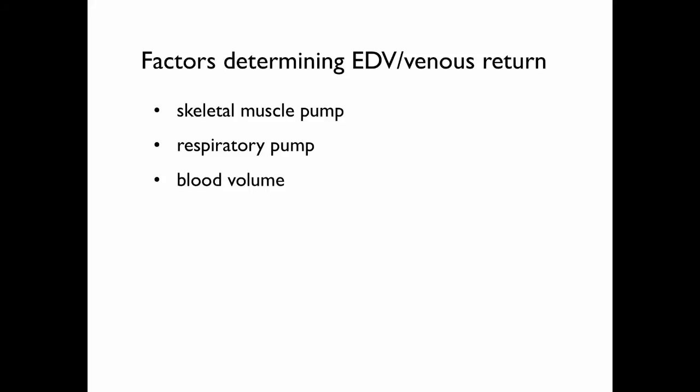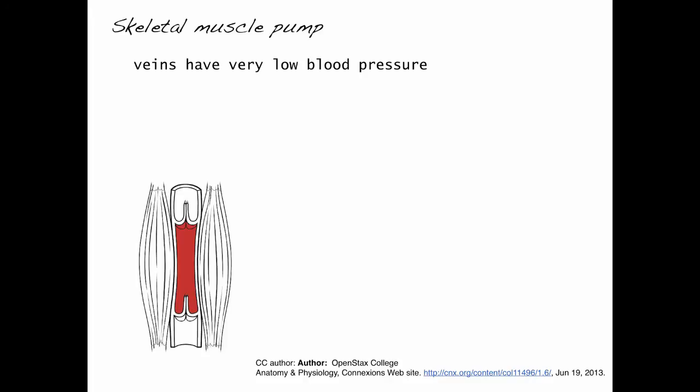There are many factors that are going to determine venous return and end diastolic volume, and in this video I'm going to discuss a select few of them. So I'll go through the skeletal muscle pump, the respiratory pump, blood volume changes, gravity and body position, but there are many, many more factors that affect blood returning back to the heart. Let's start off with the skeletal muscle pump.